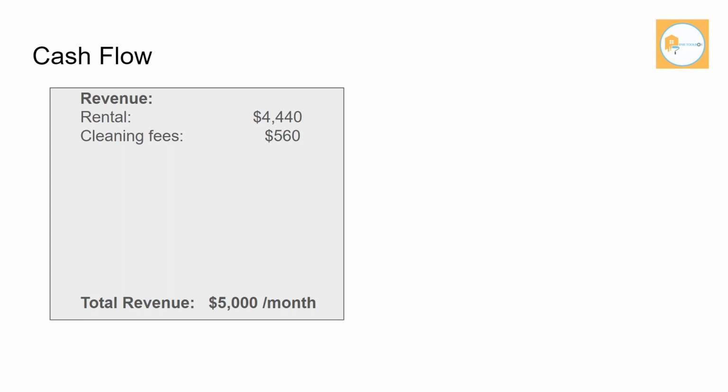First, starting with the revenue. So the rental revenue, assuming all those assumptions as we made before, about the occupancy rate, the average number of bookings per month, etc. Total rental revenue, breaking it out from cleaning fees as well as what's being charged to guests. This is $5,000 per month as calculated before.